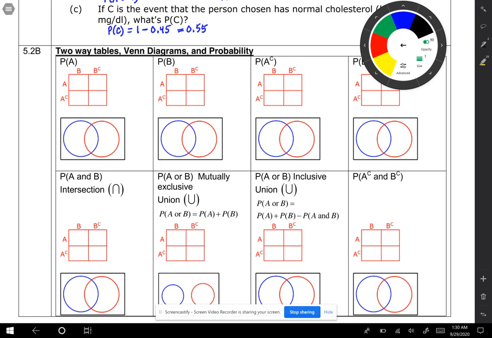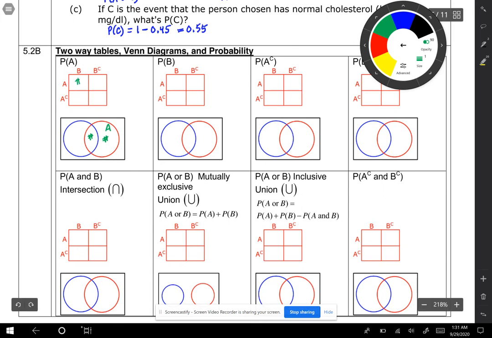So let's just call A the red circle and B the blue circle. If I asked you what is the probability of A, you would want to add this number here and that number there, because that is all in the circle for A. So that includes the intersection in the Venn diagram, which is both A and B.